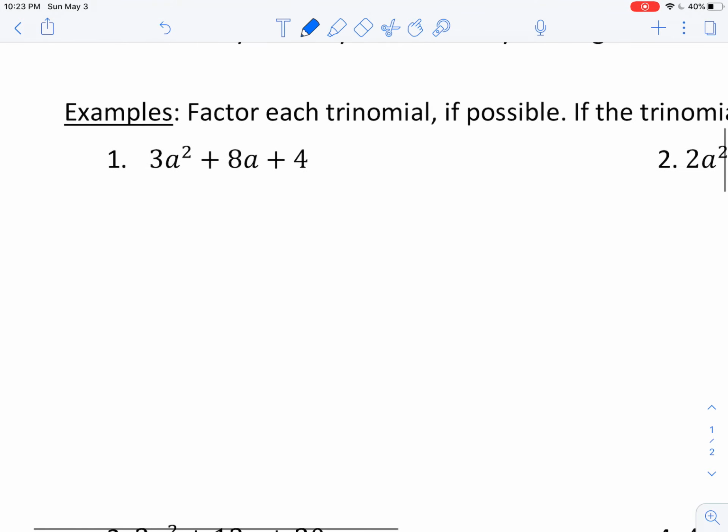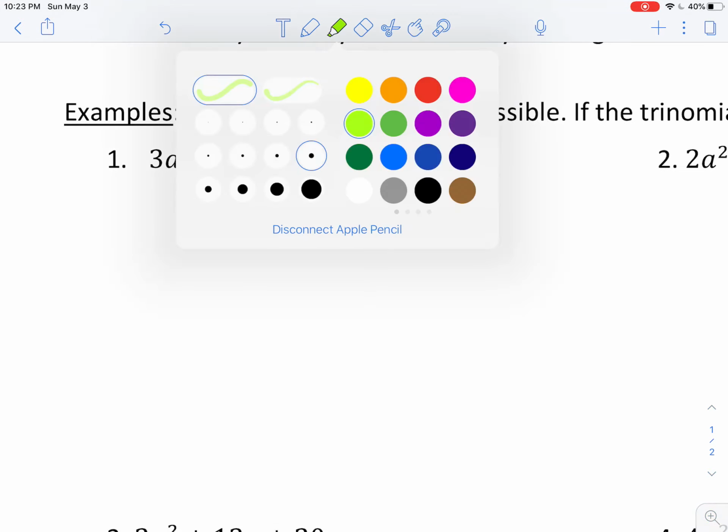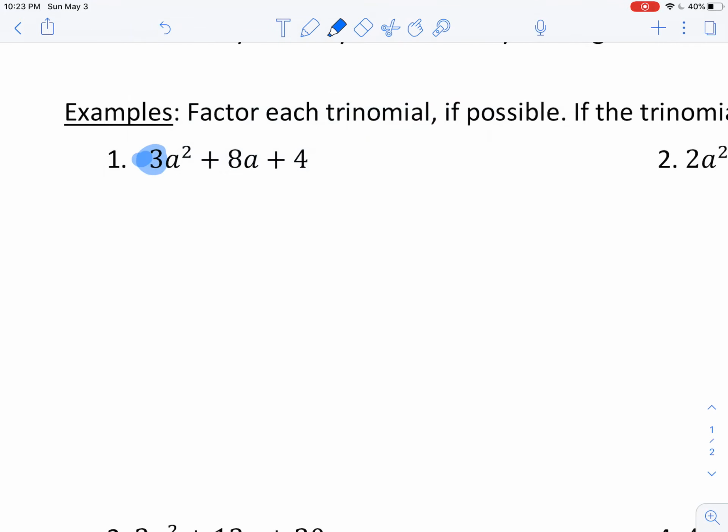So when I have a trinomial where the leading coefficient is not a 1, so here our leading coefficient is 3, definitely not a 1. We're going to start by multiplying our first and last terms. Multiply a times c. So here, 3 times 4, or a times c, makes 12. We now need the factors of 12 that add to the middle number, that add up to 8.